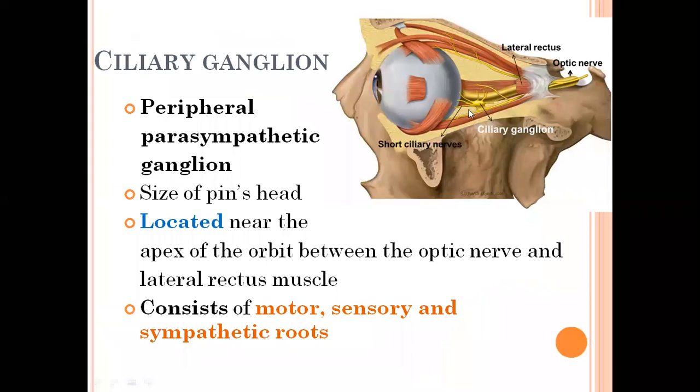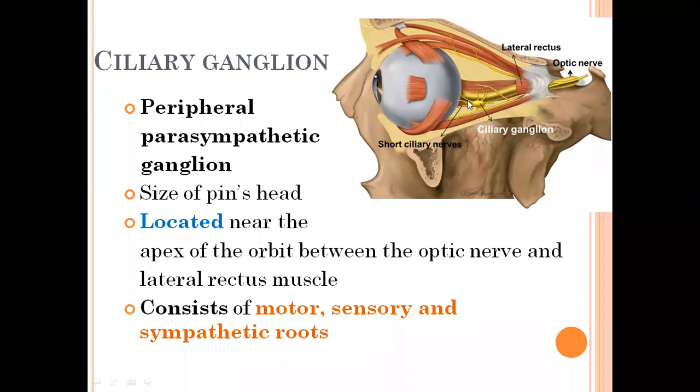So if you see the size of the peripheral parasympathetic ganglion, that is the ciliary ganglion, it is about the pin's head size. It's very difficult to see in dissection. It is located near the apex of the orbit, between the optic nerve and the lateral rectus muscle. You can see the location of the ciliary ganglion between them.